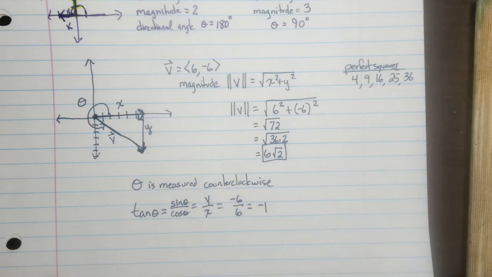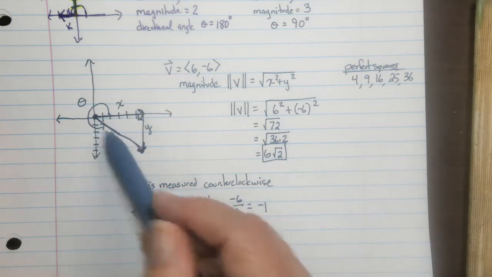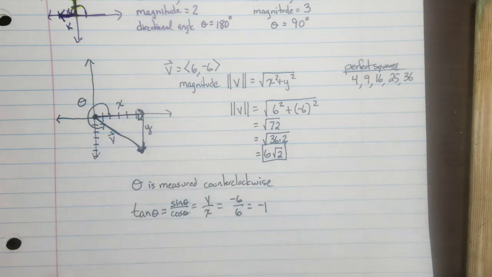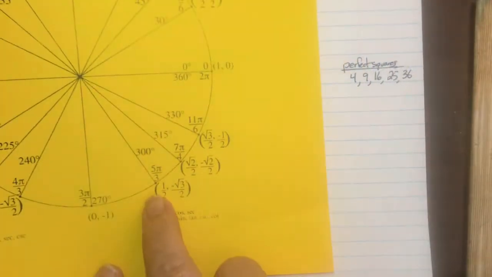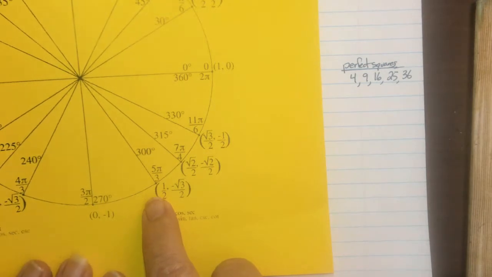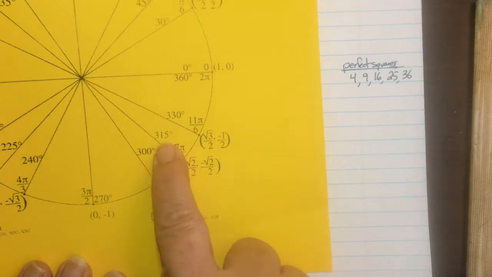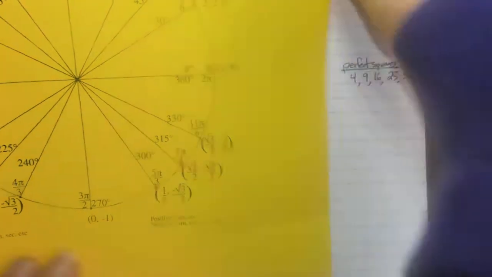So this is where you're going to use your unit circle. Where is the tangent going to be -1? But look, you're down here in the 4th quadrant. You already know it's down in the 4th quadrant. So down here in the 4th quadrant, where is the tangent going to be -1? 315 degrees. So that's our theta.